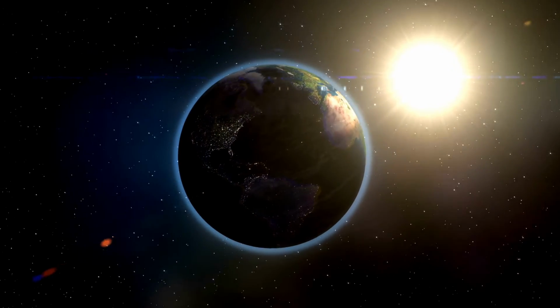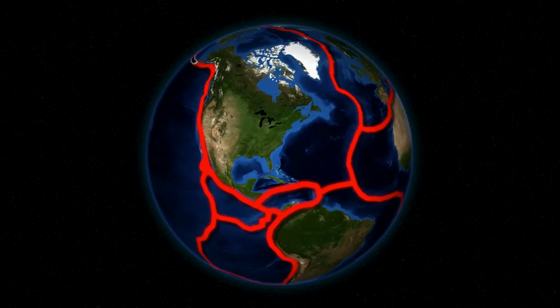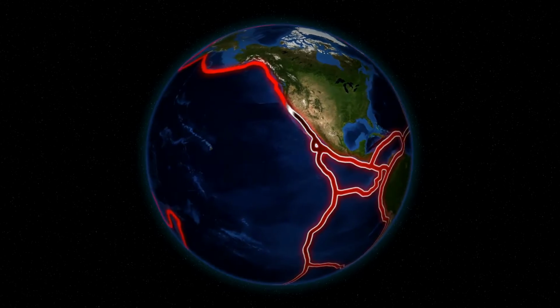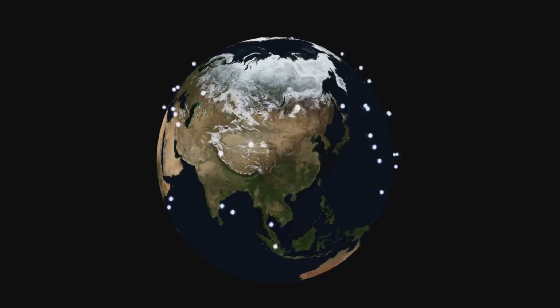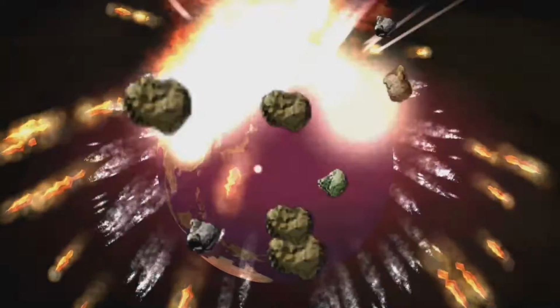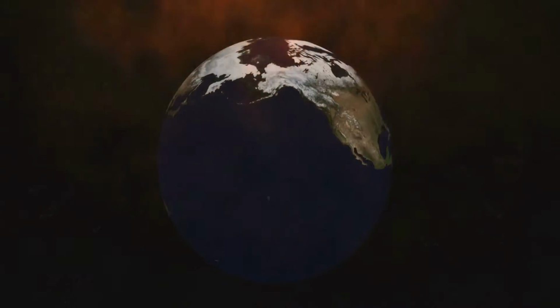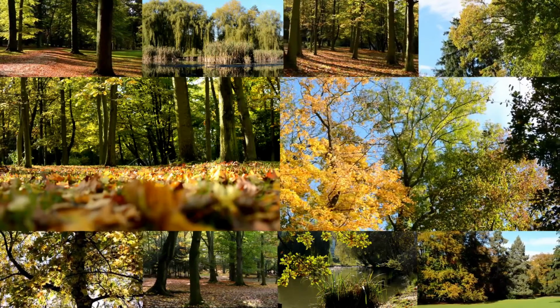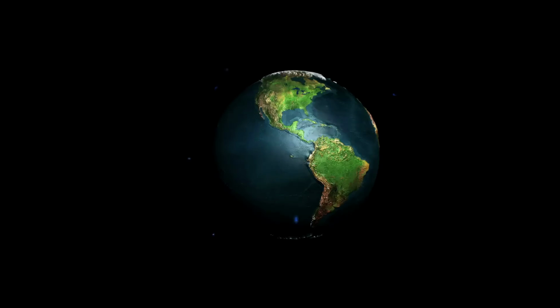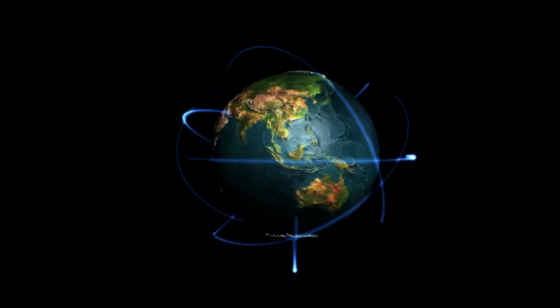The real star behind the seasons? Earth's tilt. Imagine a line running through Earth from pole to pole, our axis. Earth spins on this axis, but it's tilted at about 23.5 degrees. This tilt is the key to why we have seasons. As Earth orbits the sun, the tilt stays pointed in the same direction toward the North Star.